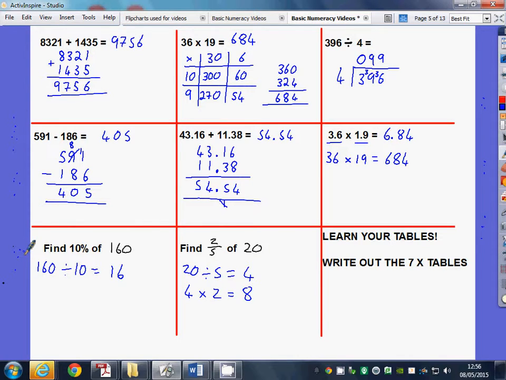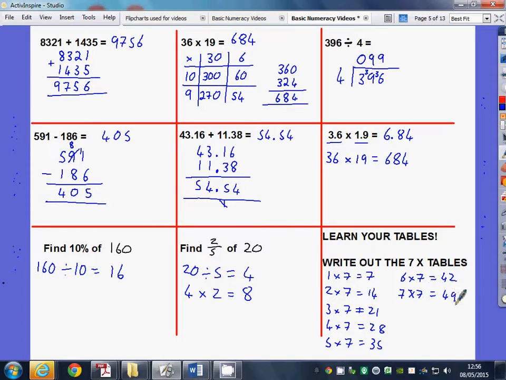Perfect. Number 9. Write out your 7 times table. This is the key practice really, isn't it? Just like we said last time, actually write it out in full. 1 times 7 is 7. 2 times 7 is 14. 3 times 7 is 21. 4 times 7 is 28. 5 times 7 is 35. 6 times 7, 42. 7 times 7 is 49.